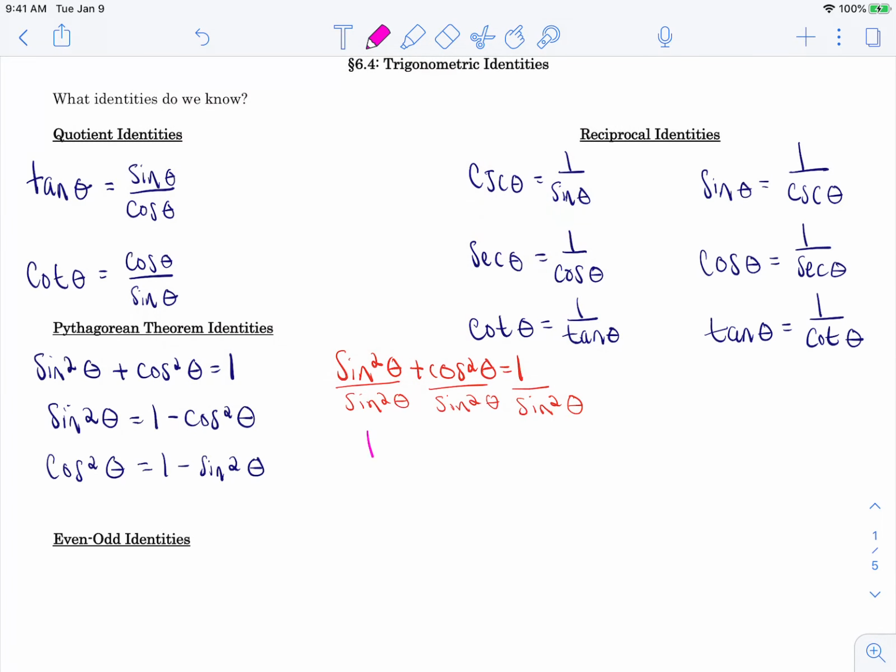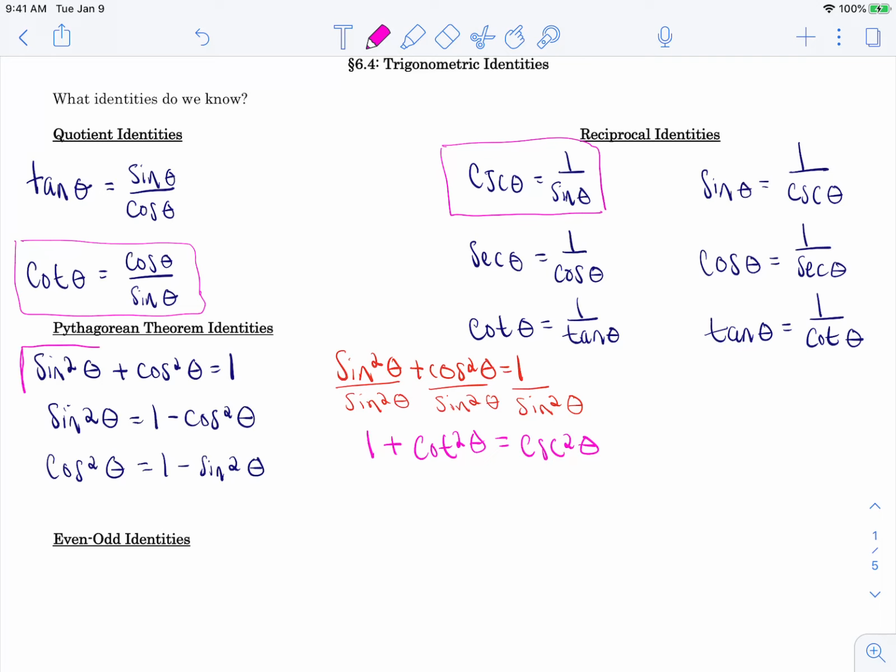Well, sine squared divided by sine squared is 1. Cosine squared divided by sine squared, well, we know that definition from up here. So we get cotangent squared. And 1 over sine squared is this definition, so we get cosecant squared. So this is one Pythagorean theorem identity, and this is our second Pythagorean theorem identity.